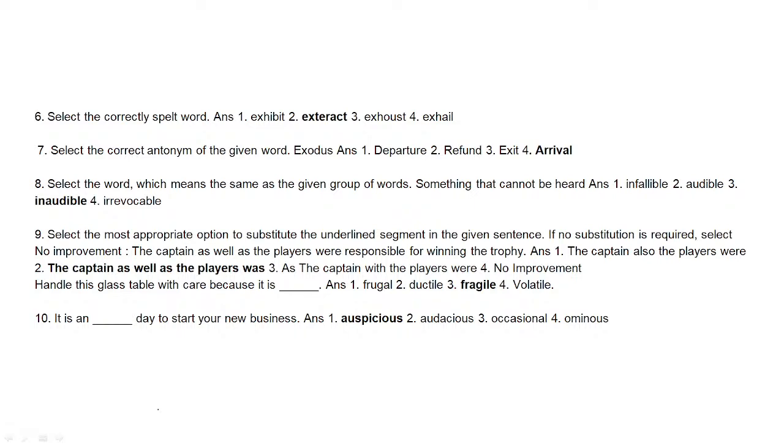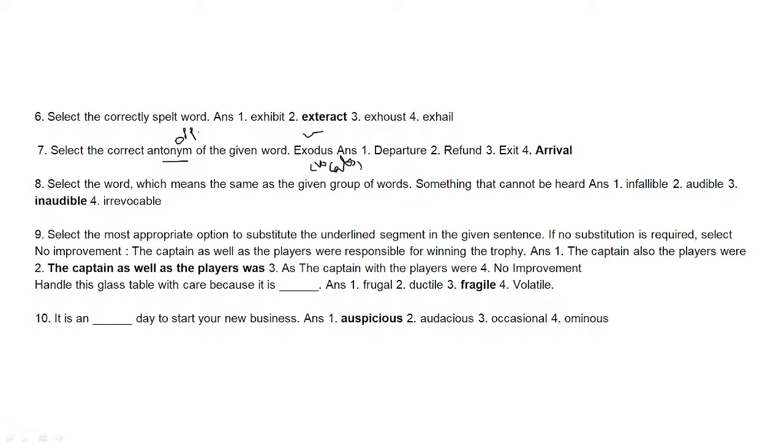Now we go with correct antonym. Antonym means what? Opposite words. Exodus. Now that is why vocabs are very important. Exodus means mass exit. Mass exit, or large number of people moving out of some country, is exodus.